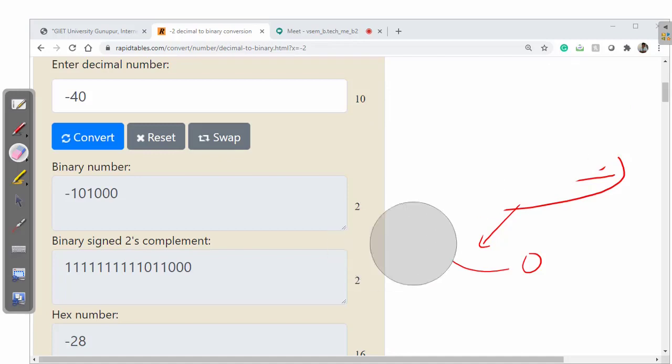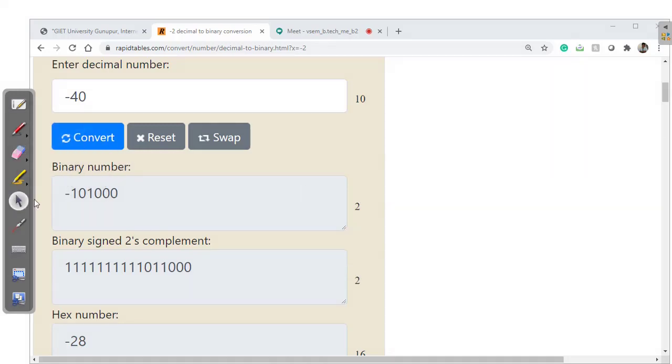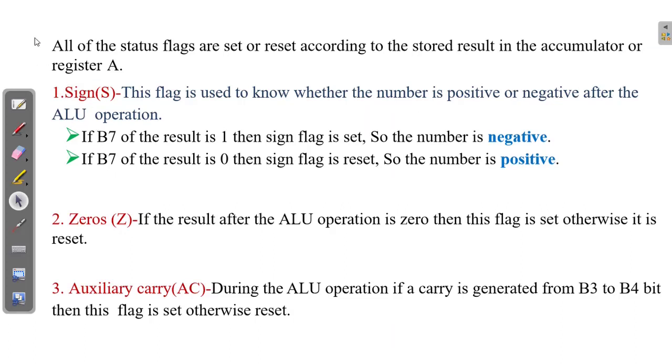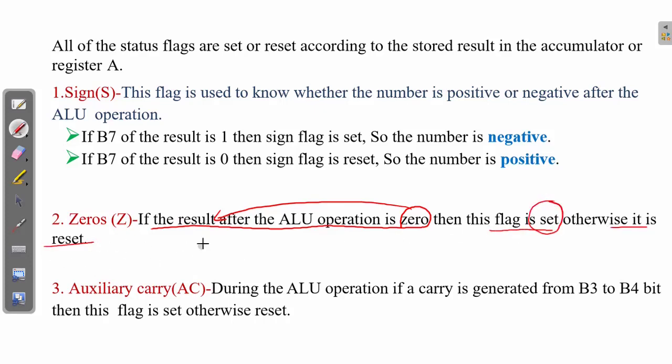If you have understood, let's read the definition also. If you read the definition of the zero flag, you will get a better idea. If the result after ALU operation is 0, this flag is set. Otherwise it is reset. I hope now everyone has understood.